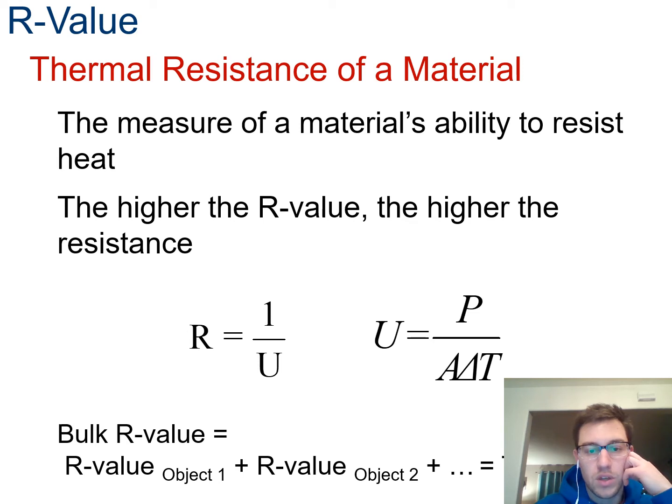So if you take the inverse of U value, if U value is P over A times delta T, R value is A times delta T divided by P, is all it is. And if you have a bunch of materials stacked on top of each other, to get the total R value of an object, you simply add them all together.